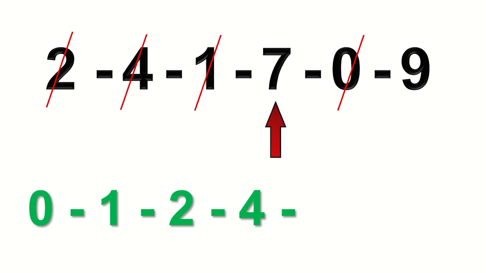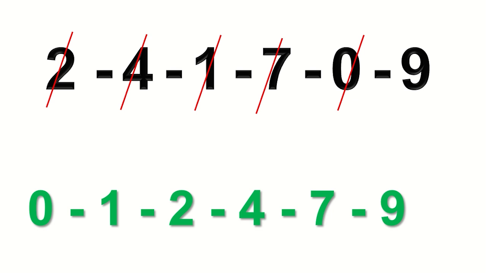So we can write number 7 as the next smaller number. And finally, we have number 9 as the only remaining number. So this number is the biggest number among all our numbers. So then we write number 9 as the biggest number.